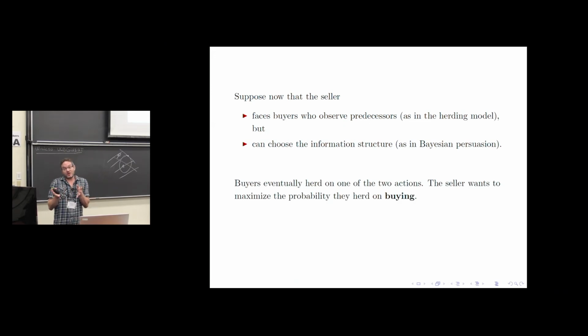Now we know that buyers eventually are going to herd on one of the 2 actions, buying or not buying. And of course, the seller wants to maximize the probability of a herd on buying. And the question is, to what extent can she do this? What information structure should the seller choose to maximize this probability?